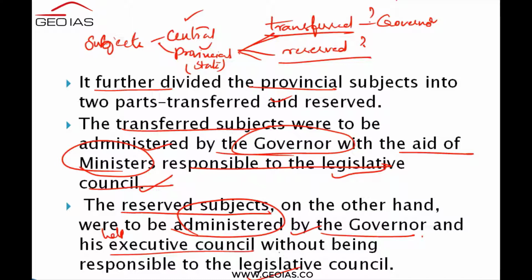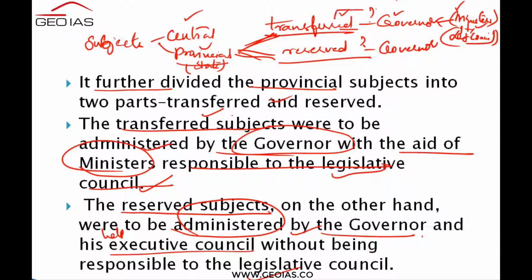So the total provincial subjects are divided into transferred and reserved subjects. Transferred is administered by the governor, reserved is also administered by the governor. But while making laws on the transferred subjects, the governor will take help from the ministers who are responsible to the legislative council, because the government is formed from this legislative council. Whichever party got the majority will form the government from these legislators itself. So the ministers are responsible to the provincial legislatures, and whatever laws are made by the governor on transferred subjects, he will take help from these ministers.